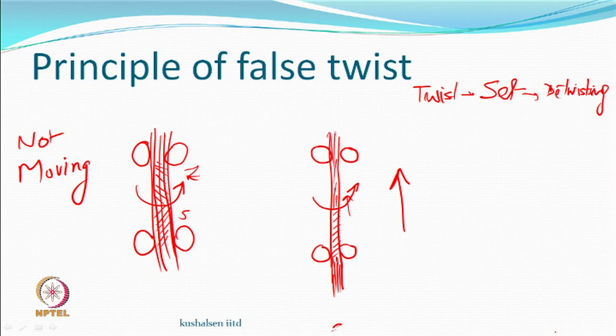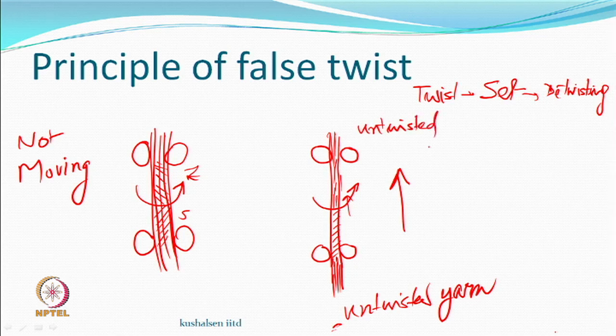So, in the same movement, if we keep doing it, you start with an untwisted yarn, twist in between and go up, which you have again an untwisted yarn. So, you start with an untwisted yarn, and finish with an untwisted yarn. This is the principle of the false twist machine.